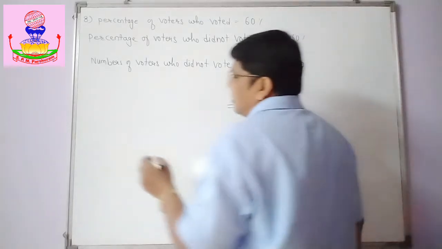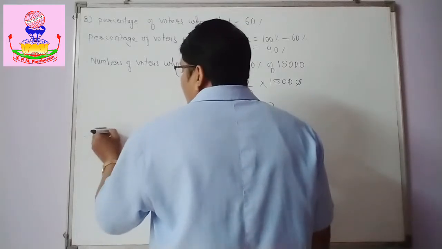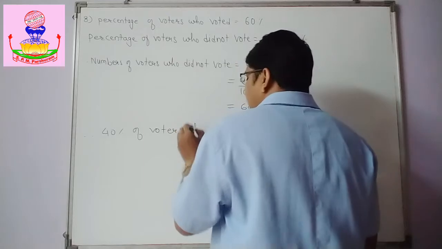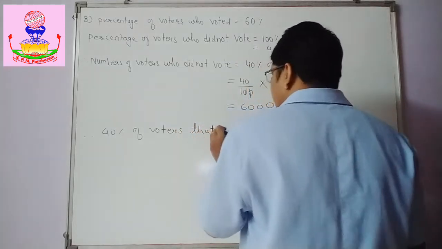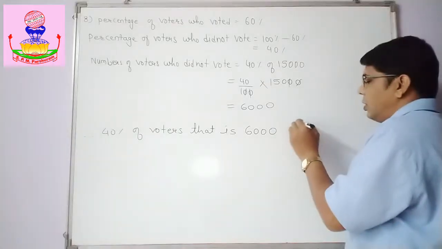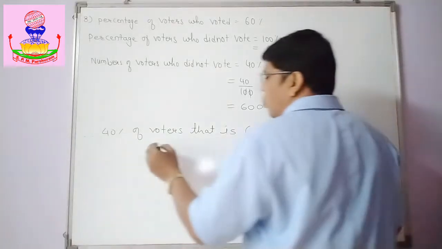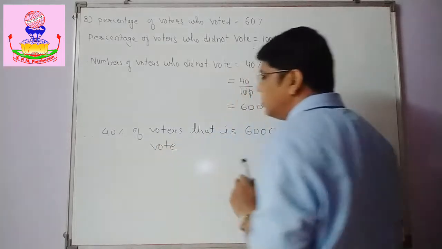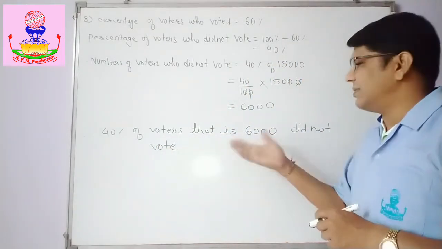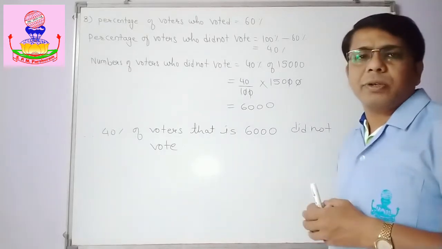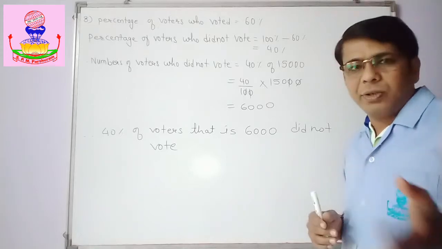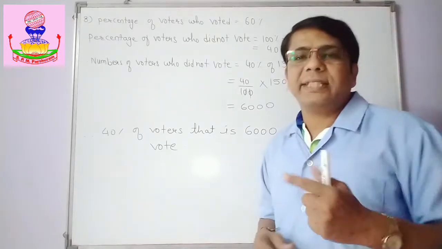So my final answer: therefore, 40% of voters, that is 6,000, did not vote. Do you get it? Both the answers in one statement. Or you can write it: 40% of the voters did not vote, that is 6,000 of the voters did not vote. Okay? Now, let's move to the next example.